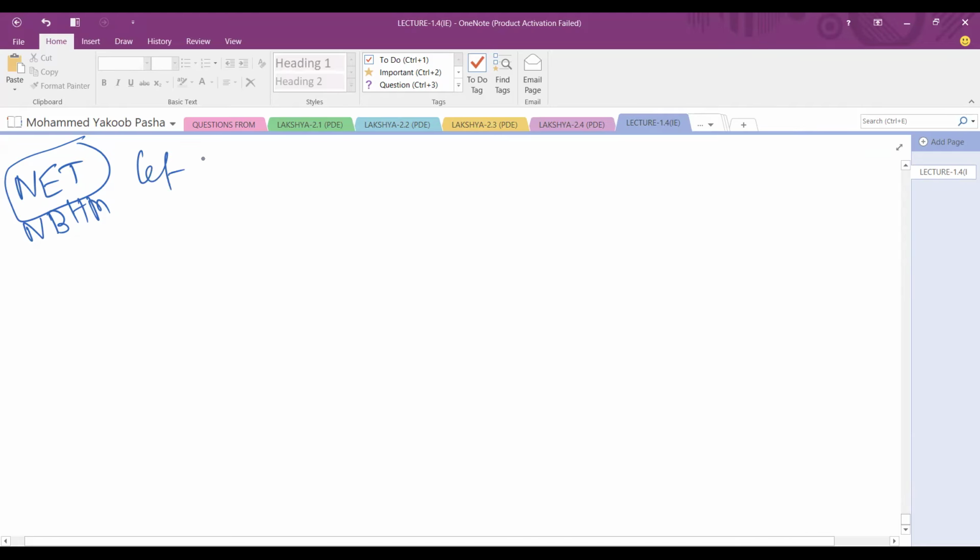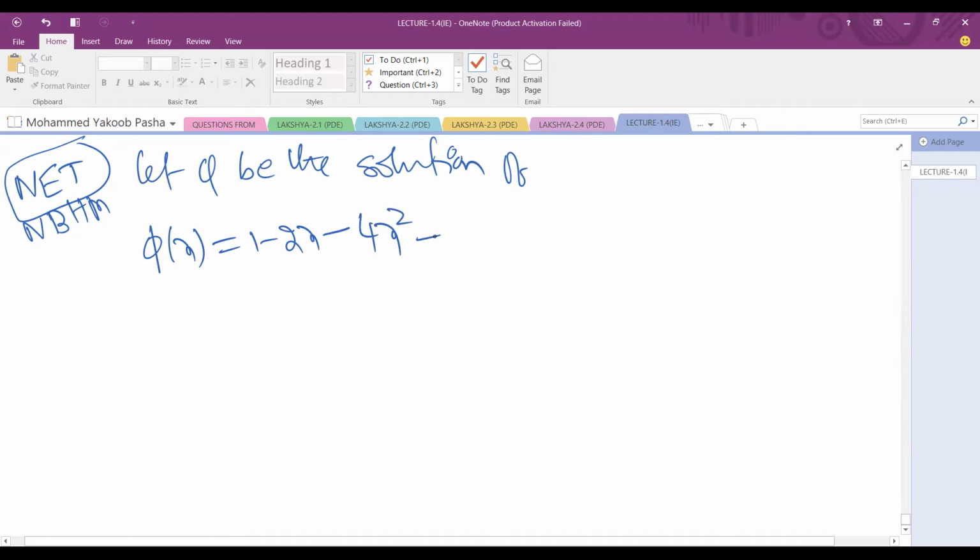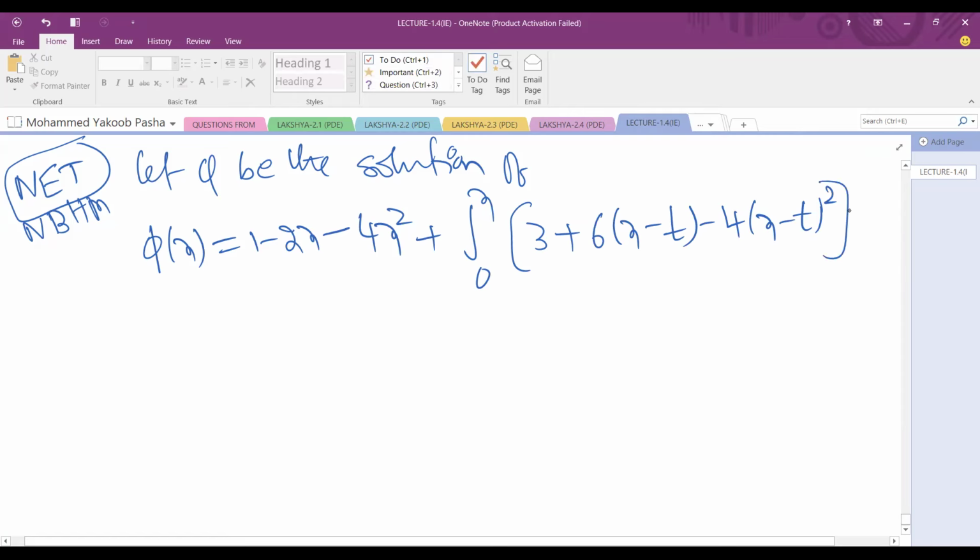Let phi be the solution of phi of x is equal to, I'm writing here, it is a very big problem, 1 minus 2x minus 4x square plus integral 0 to x of 3 plus 6 into x minus t minus 4 into x minus t whole square into phi of t dt. Okay.